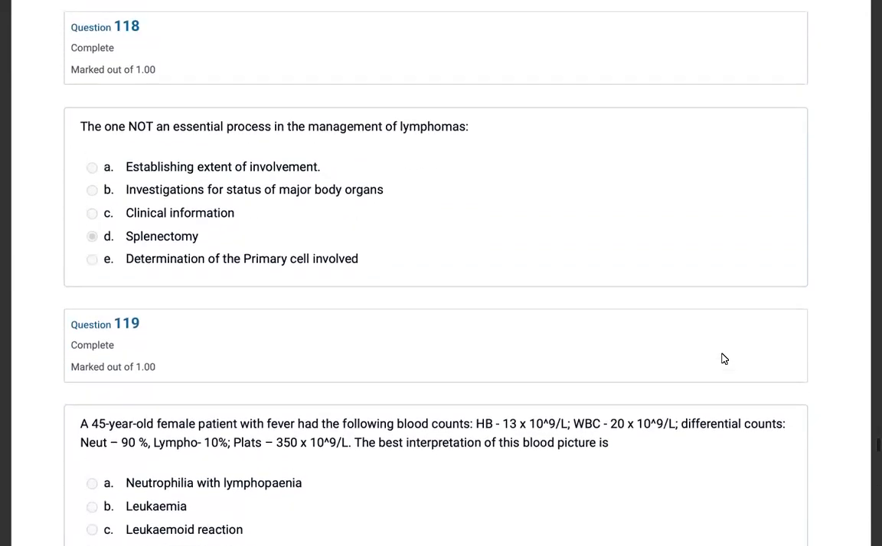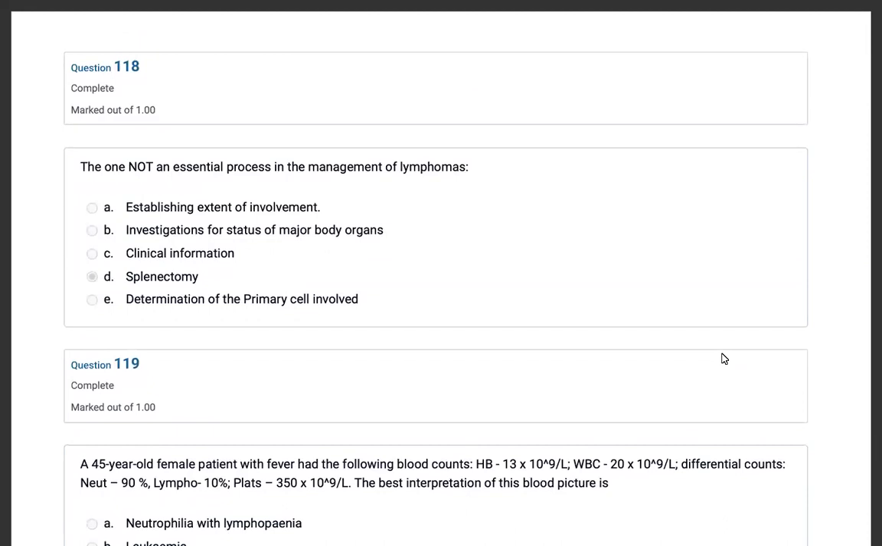Alright, so the one that is not an essential process in the management of lymphomas. Really importantly, we have answered two questions like this before, where they ask for an essential or a crucial process. In the process you might want to involve these tests or these processes, but it's not an essential process in the management.